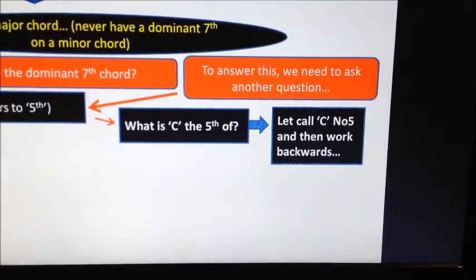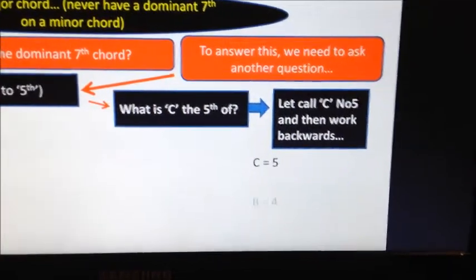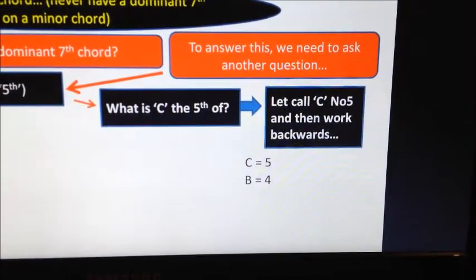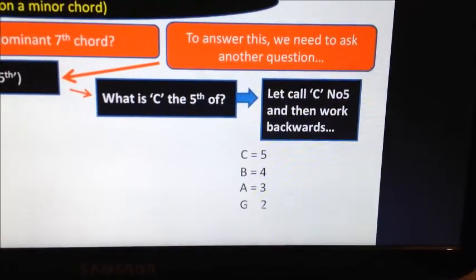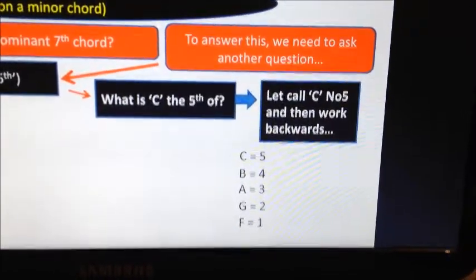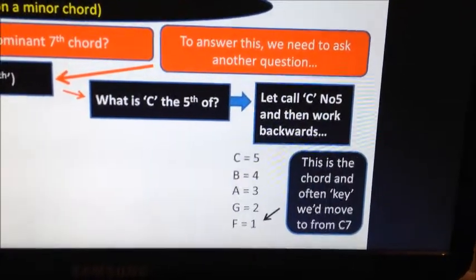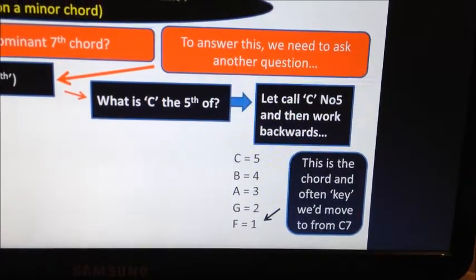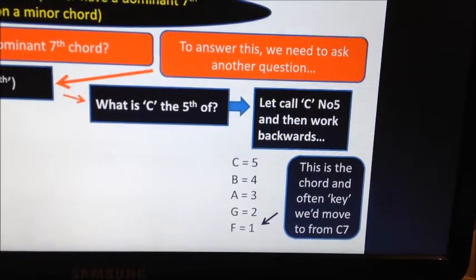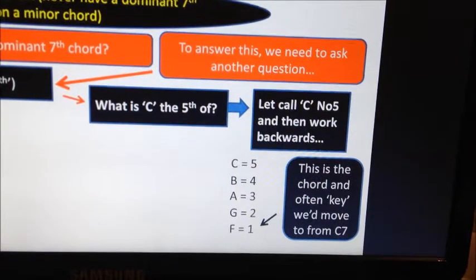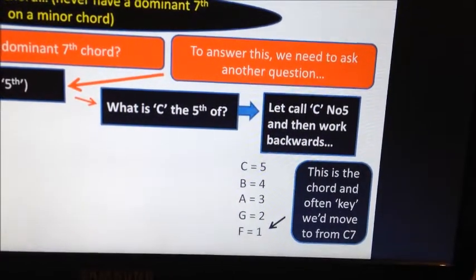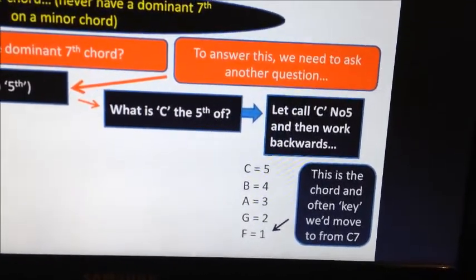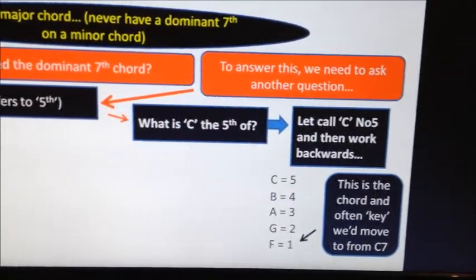Okay, let's start with C as number 5, and let's work our way backwards. So if C is 5, go down the alphabet. B is 4, A is 3, G is 2, and F is 1. Okay, so this is called a dominant chord because it's the F chord that you would most likely move to if you're playing a C7 or C dominant seventh. It's used very, very often for a cadence.